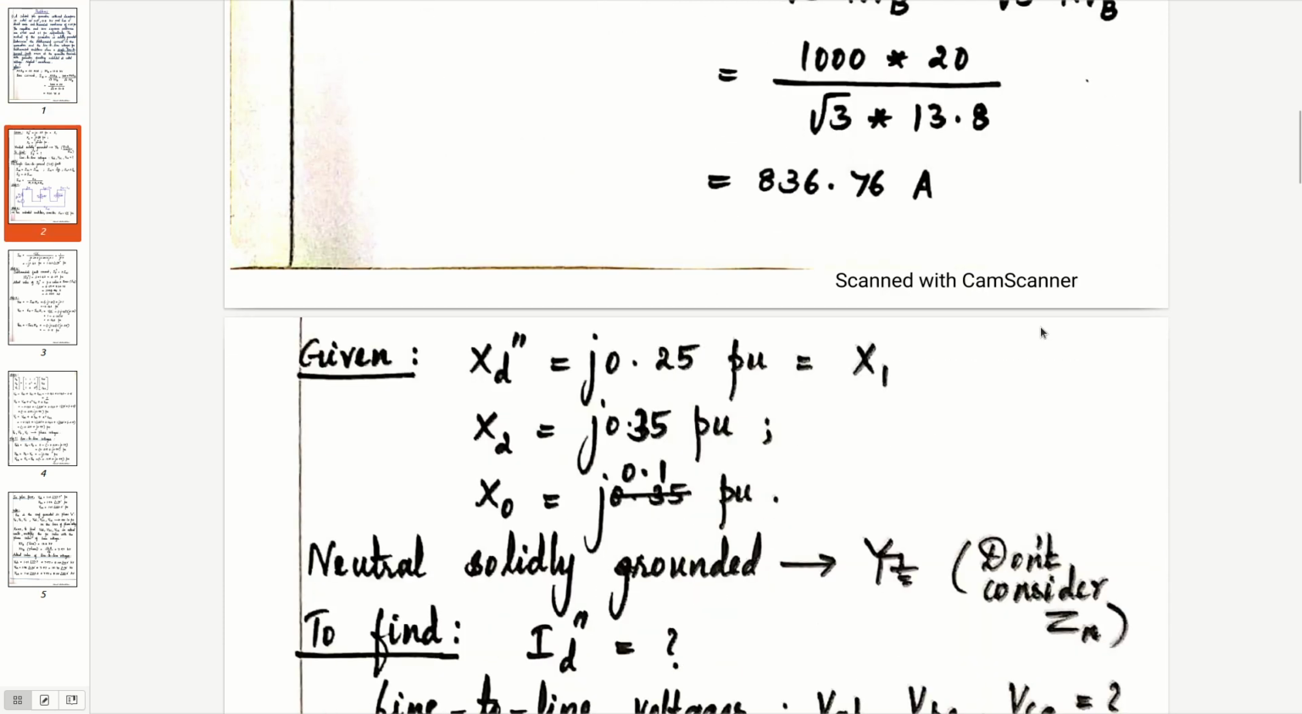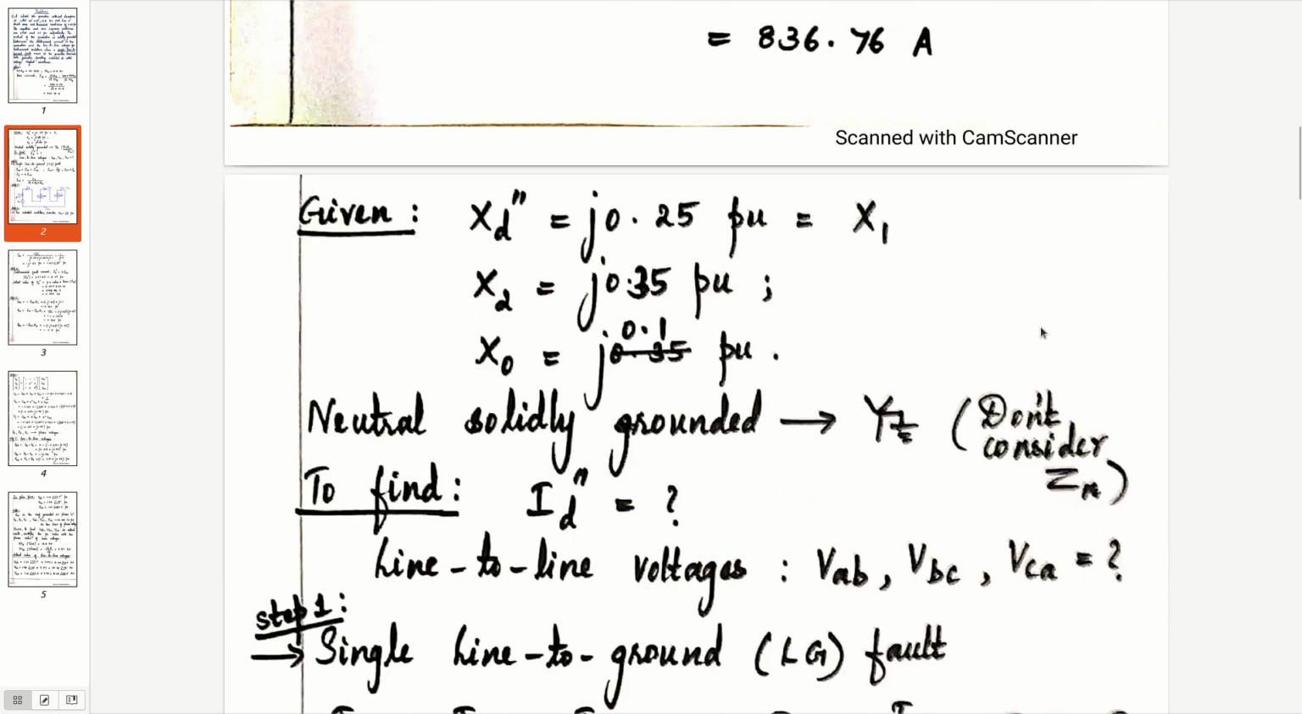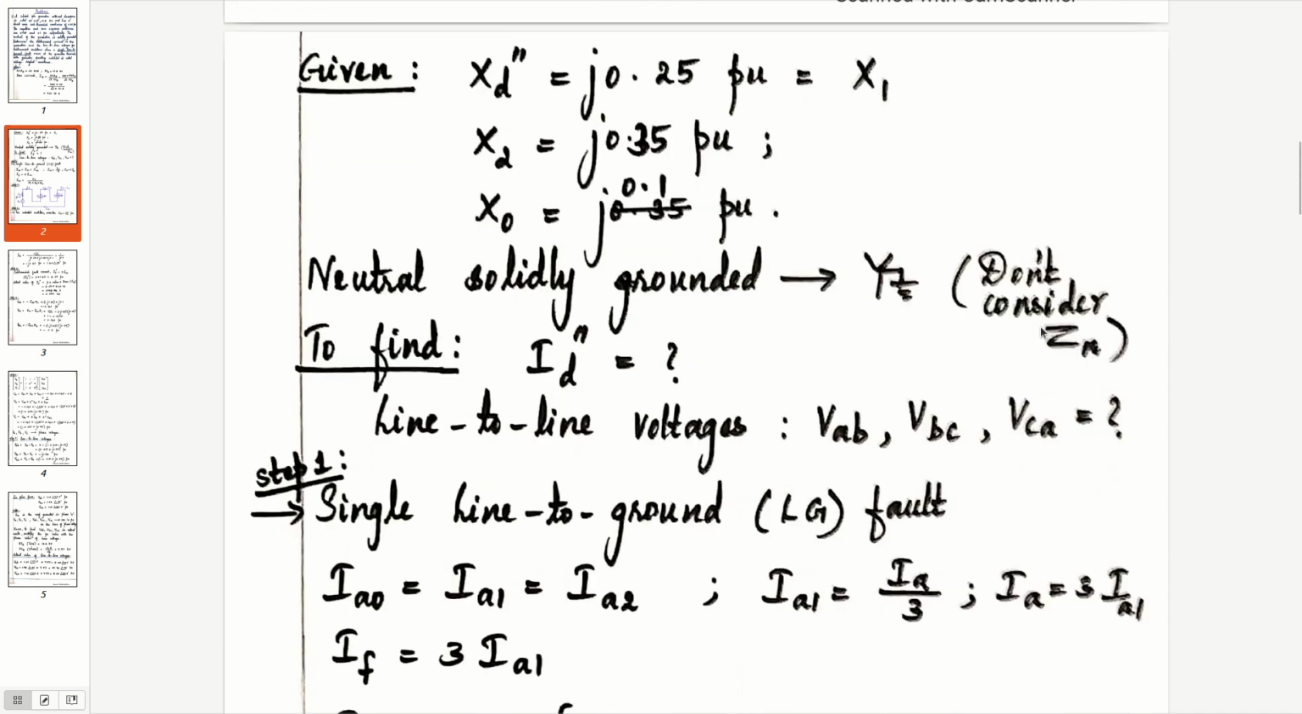Then I am writing down the given values X1 or Z1, Z2, Z0, and given the neutral is solidly grounded, so don't consider Zn in the formulae. What are the parameters to be found? We have to find ID double dash, which is nothing but IF double dash, the fault current in the subtransient period. Then line voltages. What are the line voltages? The voltages between lines AB, BC and CA.